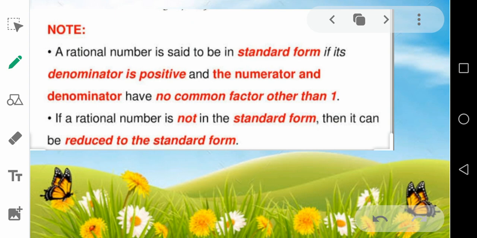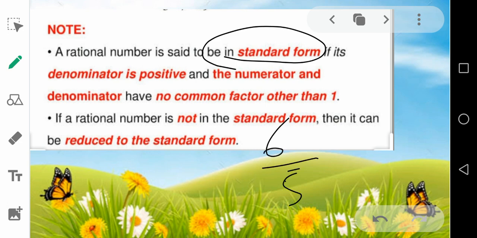Now coming to the next one, a rational number is said to be in standard form if its denominator is positive. I told you a rational number has a denominator and a numerator. Denominator means the number which is in the bottom. That means if I am writing the number as 6 by 5, 5 is the denominator. So the denominator should be positive. Okay, so in this case this is correct. Here 5 is positive only, right?